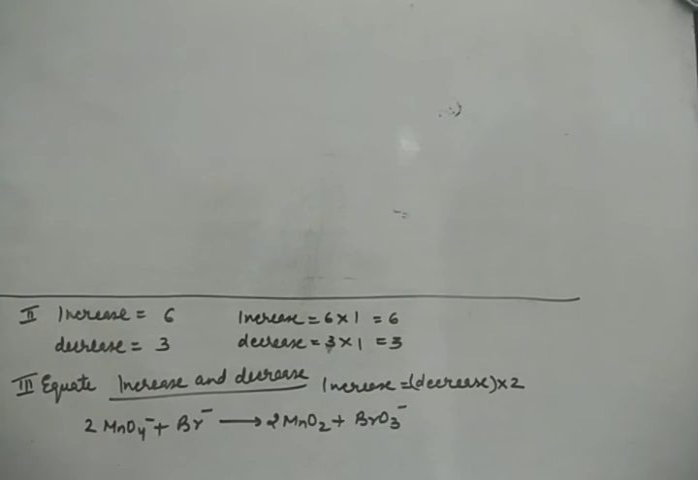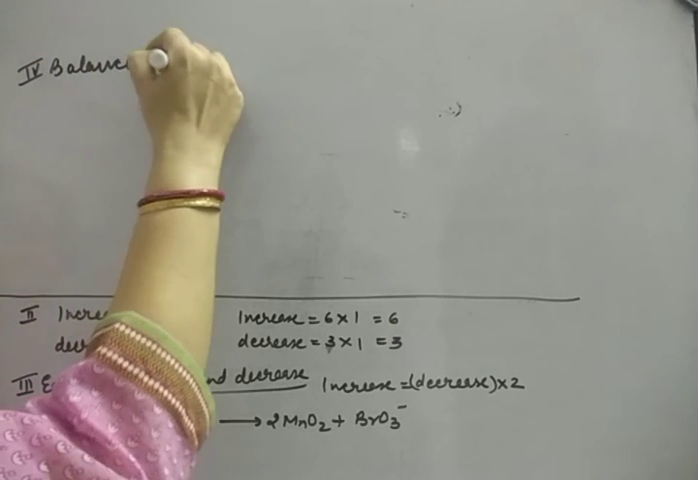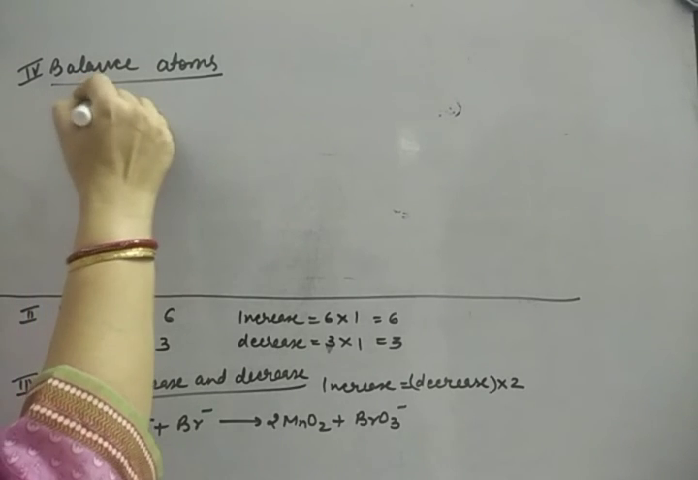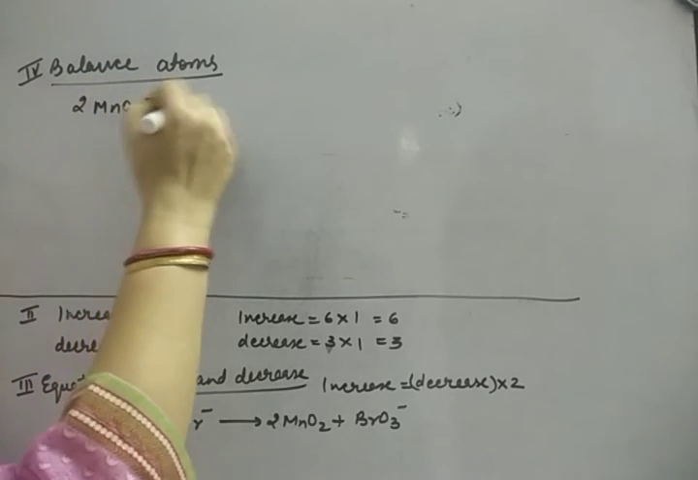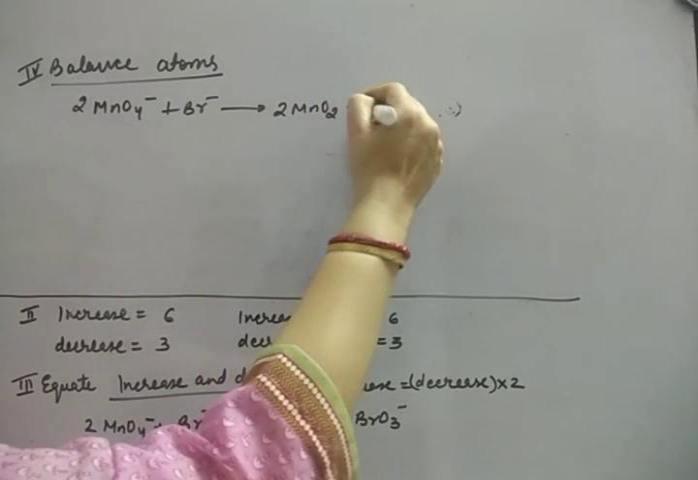Now the fourth step is balance atoms. First we have to balance the other atoms. The other atoms are I think already balanced: 2Mn, 2Mn, Br, Br. So we'll balance hydrogen and oxygen directly. Since the other atoms are already balanced, we are proceeding to the next step.